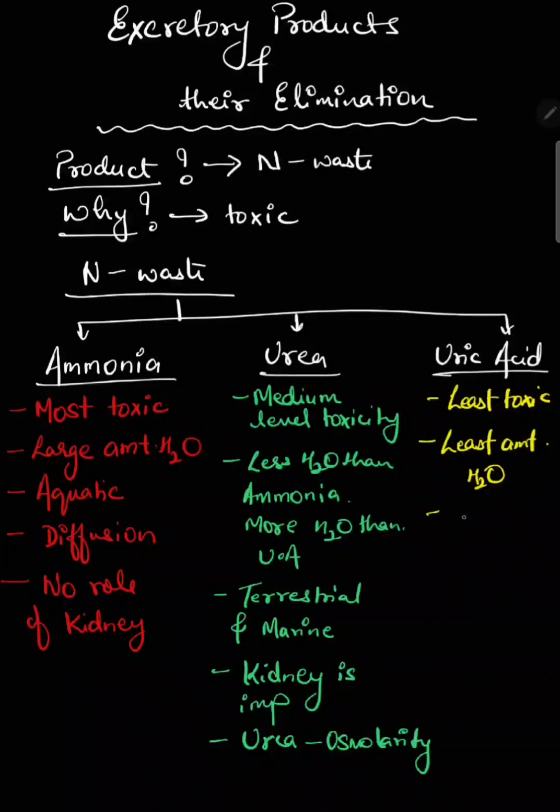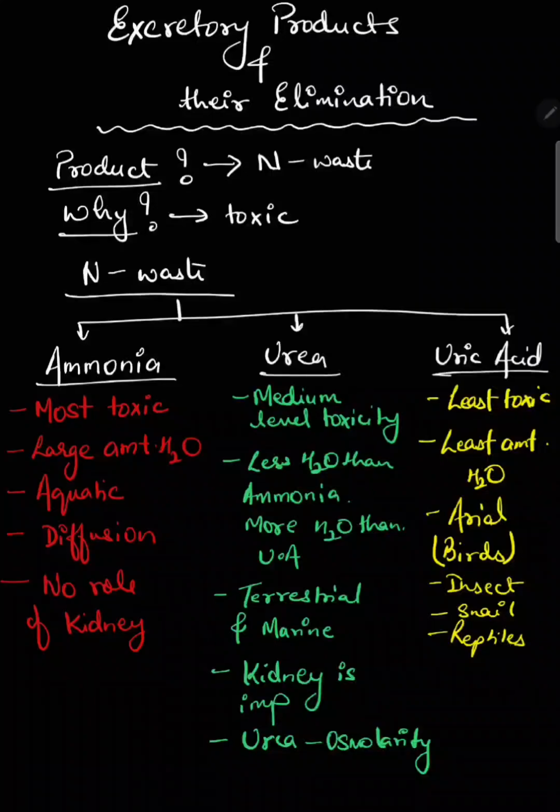Such organisms, for example, are aerial organisms which live in air, such as birds, some insects, and the land snail. They move so slowly that they cannot get water whenever they want. Some reptiles also do not have access to water whenever they require it.